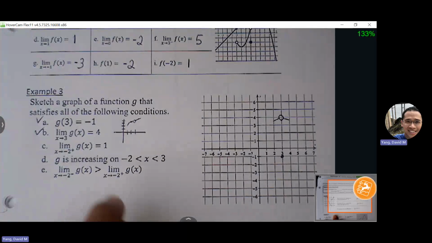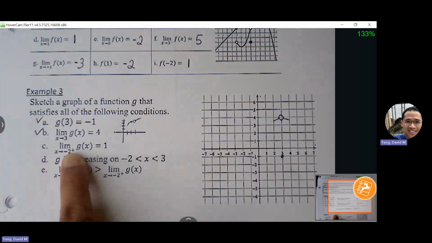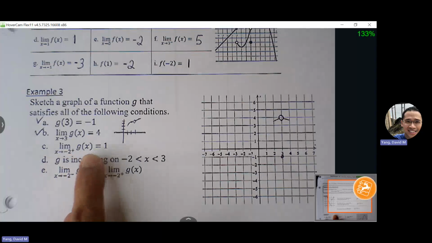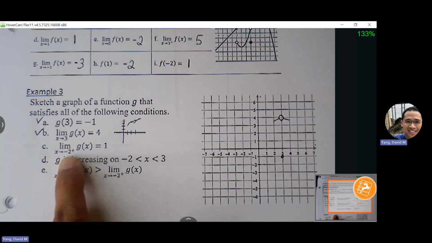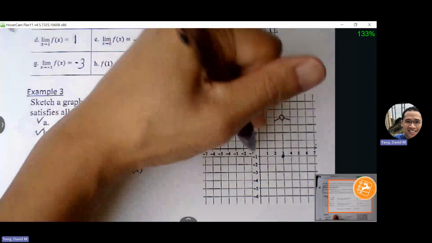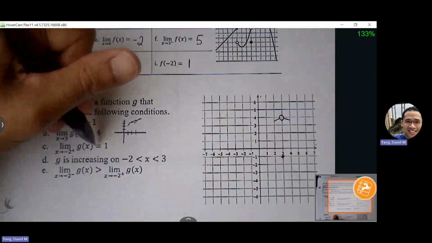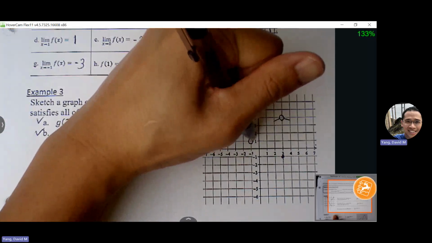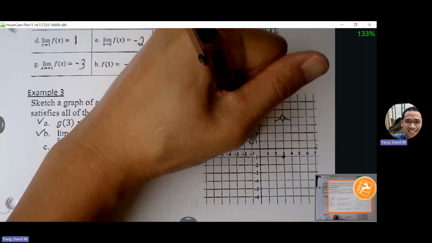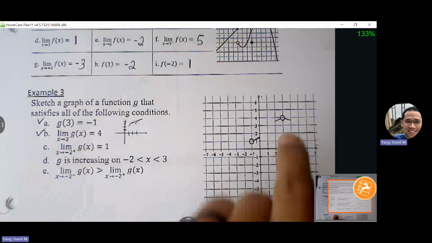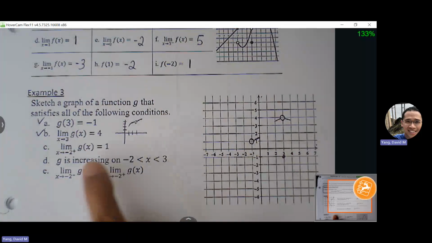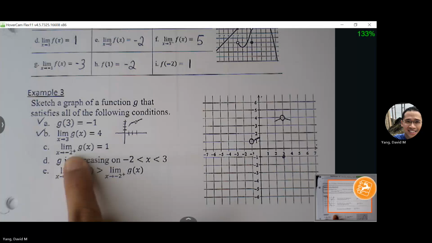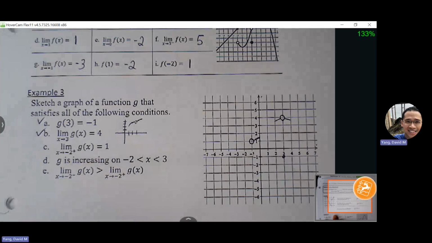Okay, part C. The limit as x approaches -2 from the right side of -2 is equal to 1. So we want the arrow on the right side to head towards a y value of 1. As we approach -2, a y value of 1. I'm not going to commit to that ordered pair, but I know my graph is going to have to extend and move towards that y value from the right side of -2. Everybody okay so far?